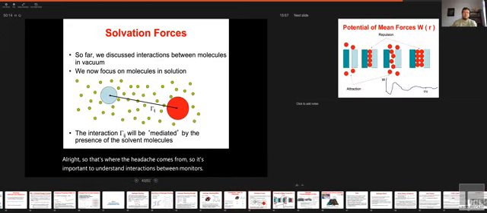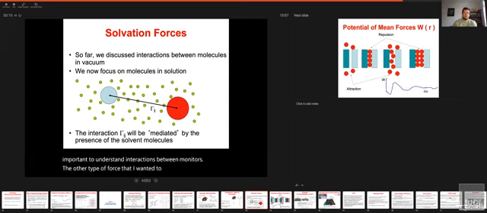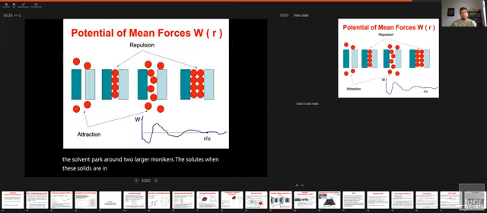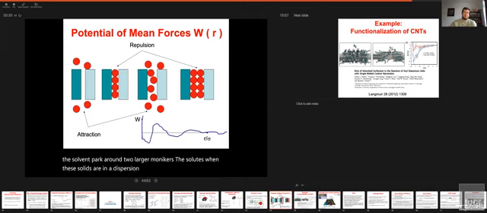The other type of force that I wanted to bring up are the solvation forces, and these have to do with how small molecules, the solvent, pack around two larger molecules, the solutes, when these solutes are in a dispersion. What they typically give us is a force; this will be the potential, this is the distance, as a multiple of the diameter of the solvent molecules.